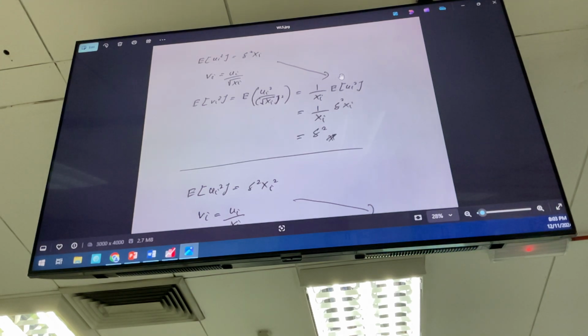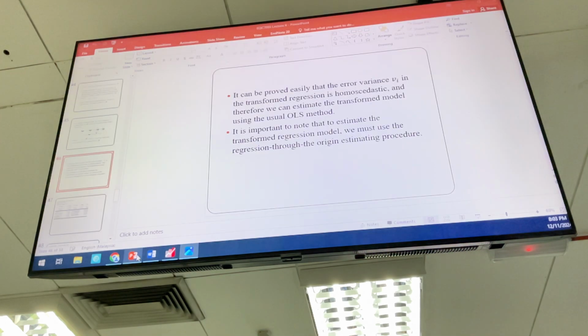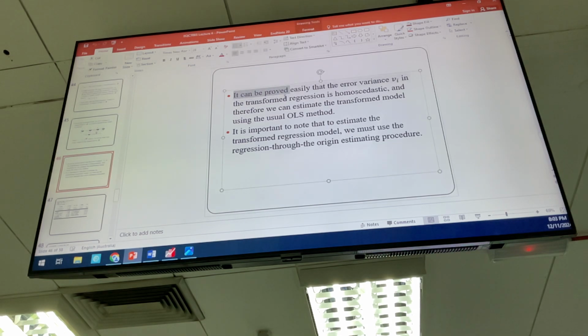This one I provide the spectrum. Okay, it can be proved. After we transform, we convert the error term in the transformed equation to have a constant error variance, sigma square, instead of sigma square xi.